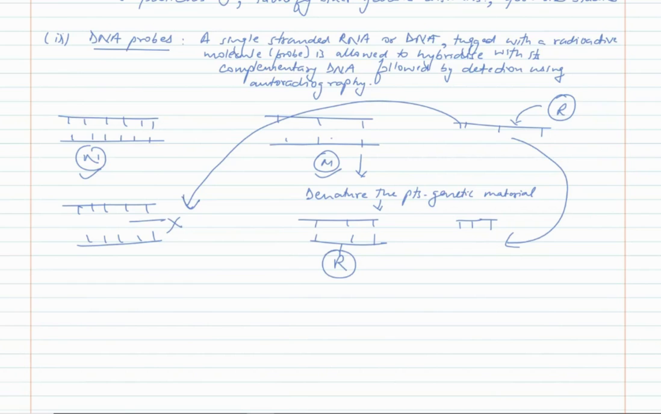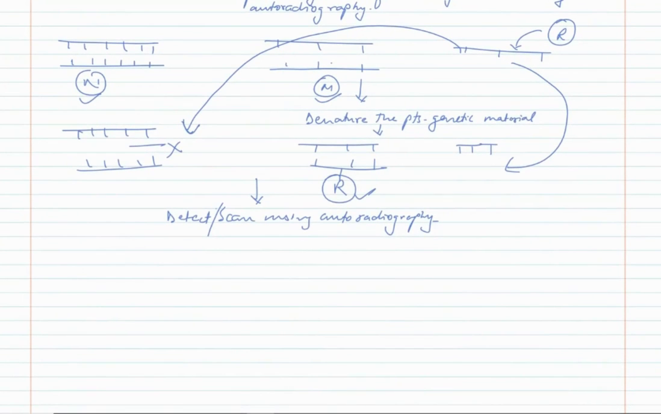Now we will detect, or we will scan using autoradiography. We will have an instrument which will be able to detect this radioactivity, and if this radioactivity is seen in the patient's DNA, we will know that the patient's DNA contains a mutated gene and the particular patient is suffering from that particular disease or a particular type of cancer. In this manner, we can diagnose the mutation, we can diagnose the cancer, we can diagnose a mutated gene or a genetic disease.